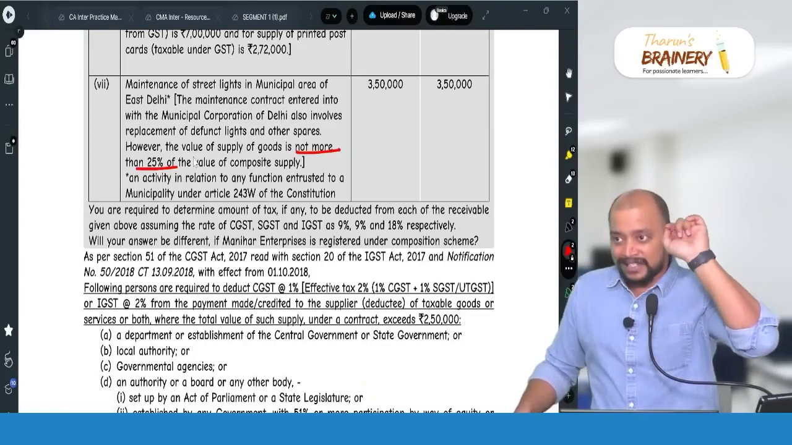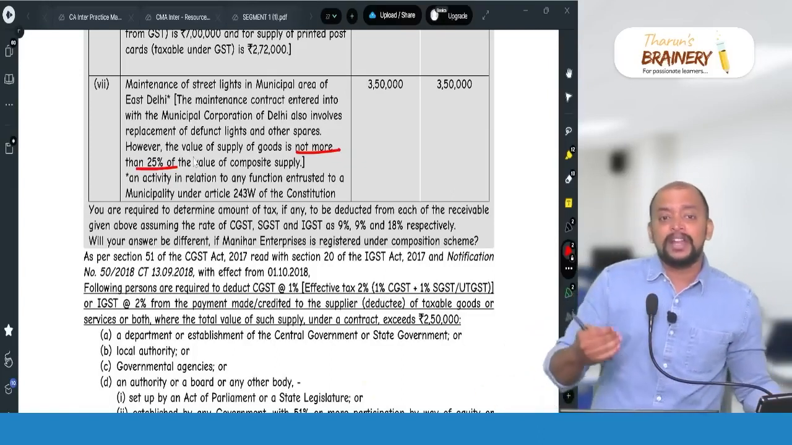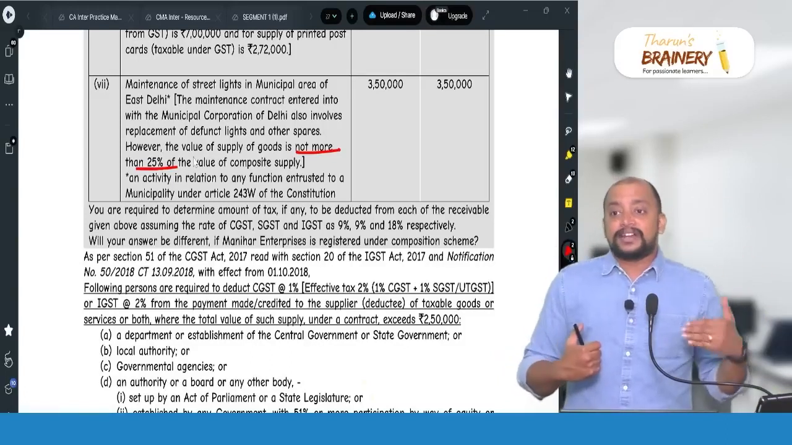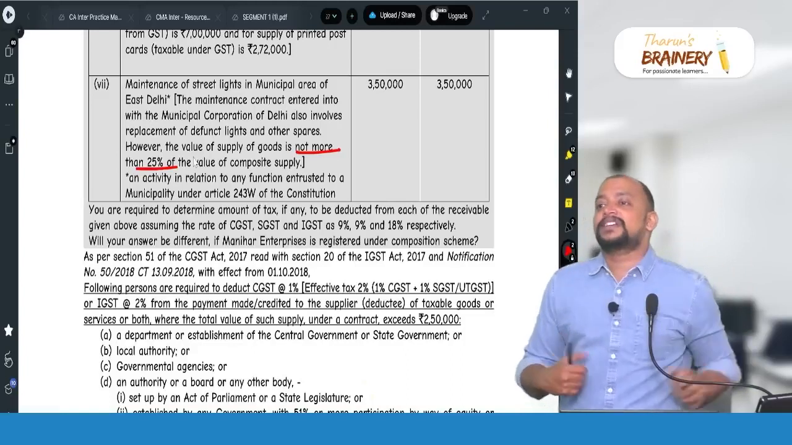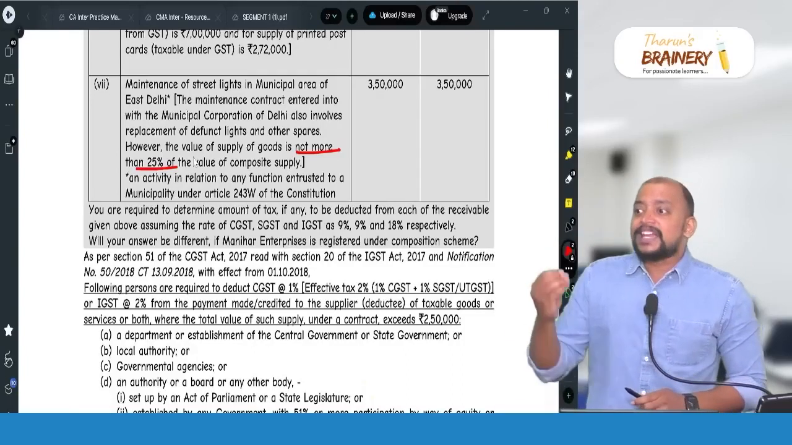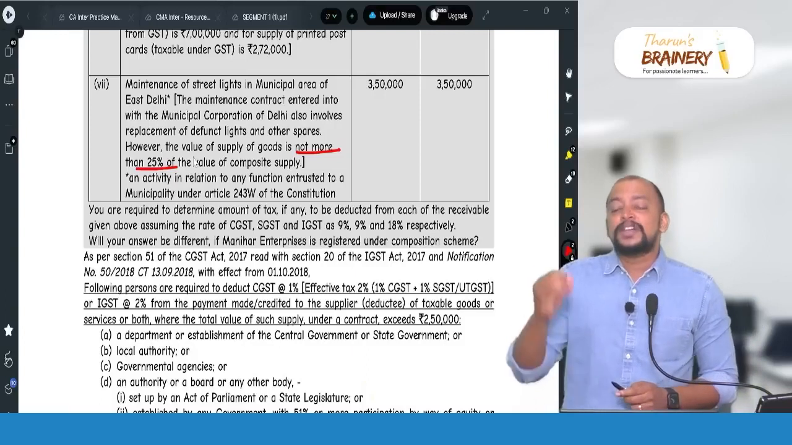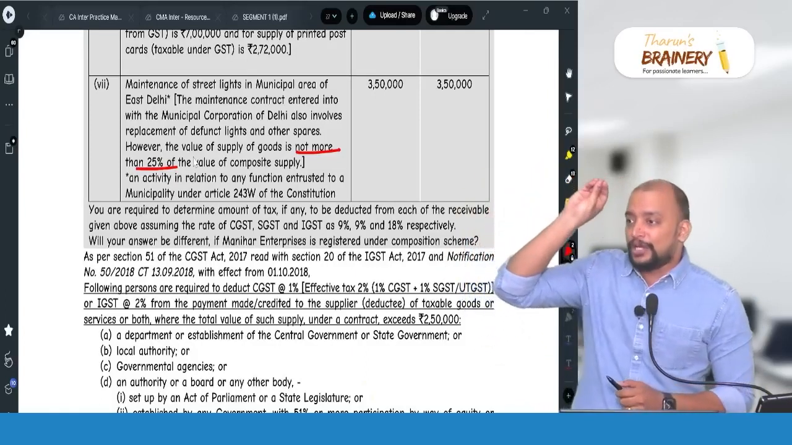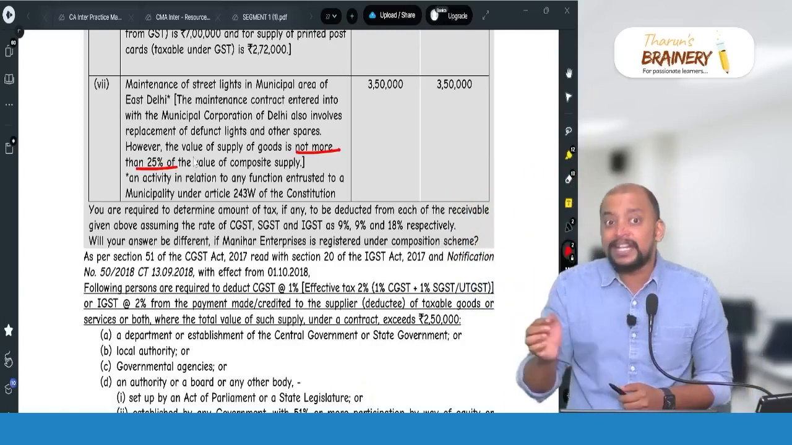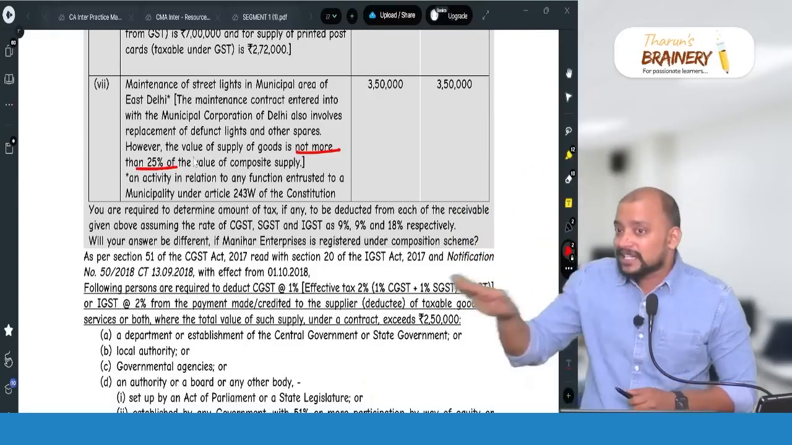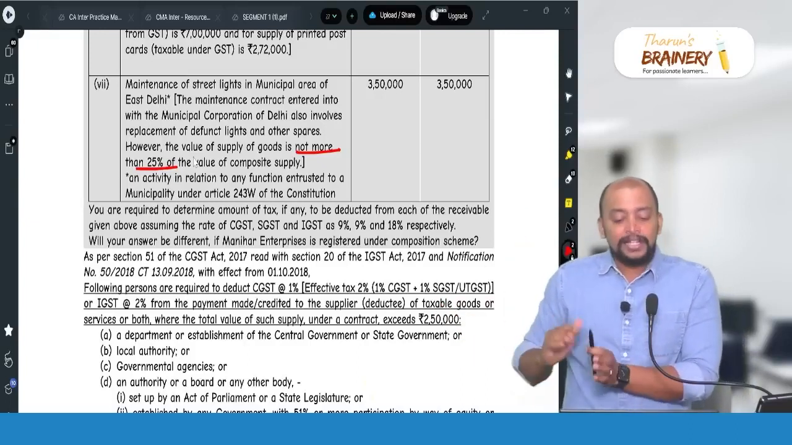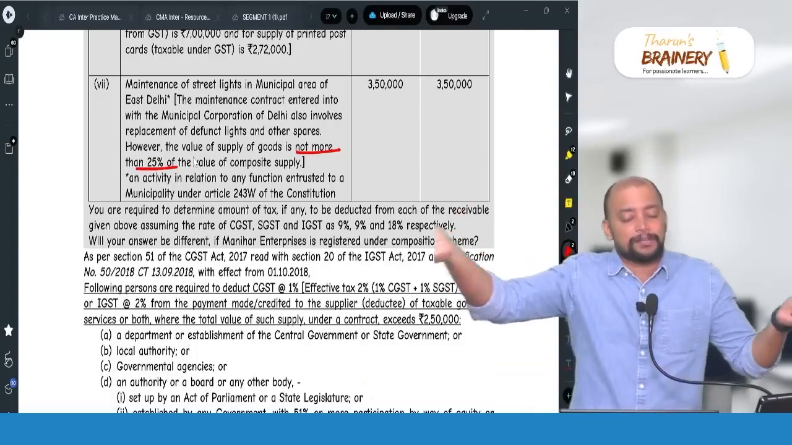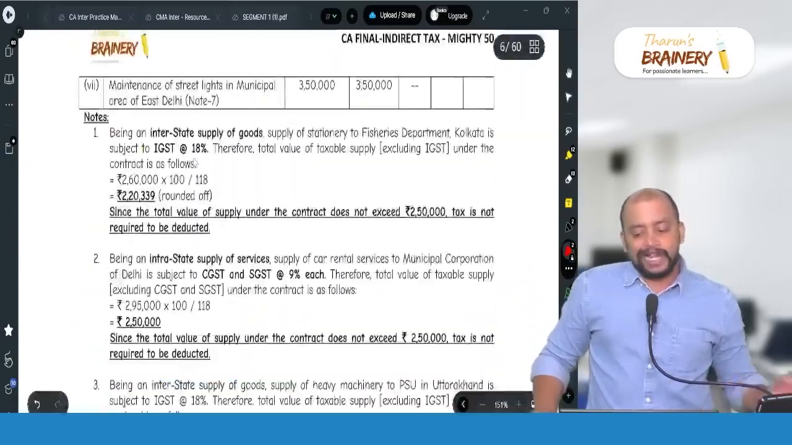So, here it is exempted under notification number 12-2017. As per section 11, read with notification 12-2017, composite supply involving supply of goods and services provided to government under Article 243G or W of the Constitution is exempted if the value of goods does not exceed 25% of the total. Therefore, as the same is exempted, TDS under section 51 is not applicable. So, that we need to write.